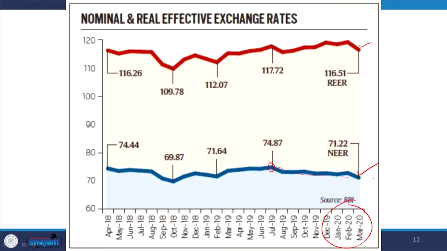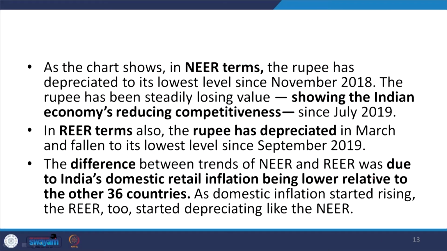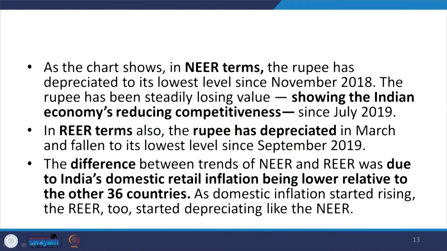It's for the reducing. Now, in real terms, the rupee also depreciated in March and fell to its lowest level since September 2019. So, September 2019 was the lowest level. Then, coming to the difference between the trends of NEER and REER, it was due to India's domestic retail inflation being lower relative to the other 36 countries. As domestic inflation started rising, the REER also started depreciating like the NEER.